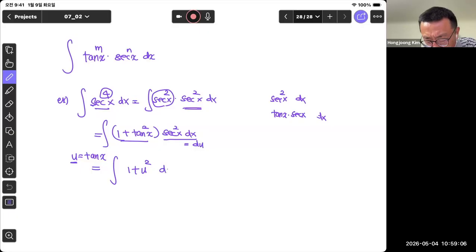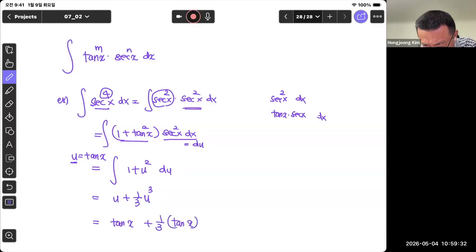So I need to integrate 1 plus u squared with respect to the u variable. Then we get u plus 1/3 of u cubed. And then you replace u in terms of x, tangent x. And then you can put the integration constant c at the end.